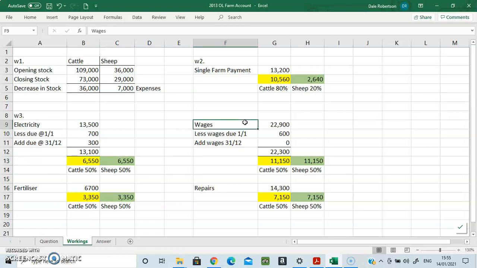Wages, 22,900. You take away the amount which was due at the start of the year, it should have been for last year, add on the amount due at the end of the year. When you get that 22,300, you split it 50-50. And then fertilizer and repairs did not need to be adjusted, just needed to be split 50-50 in each case.